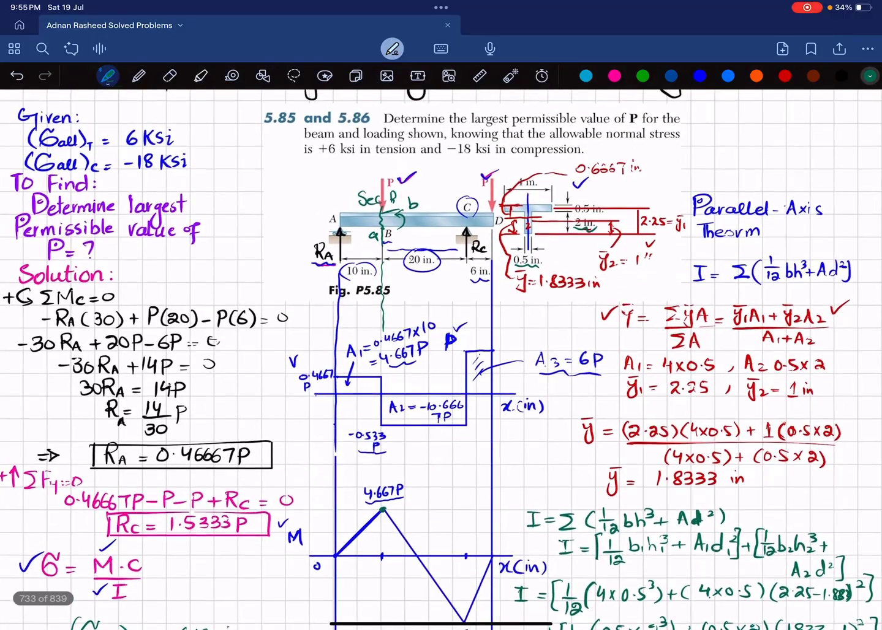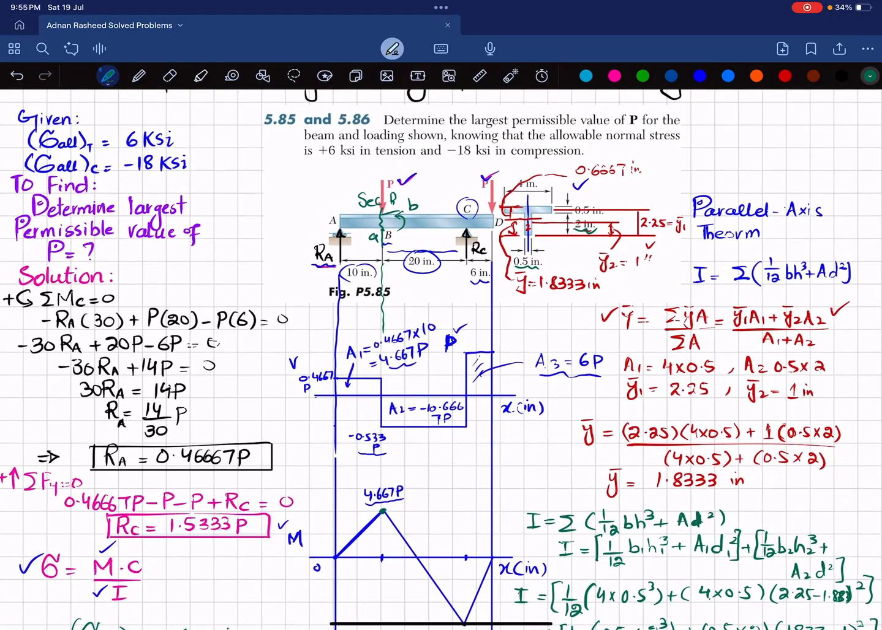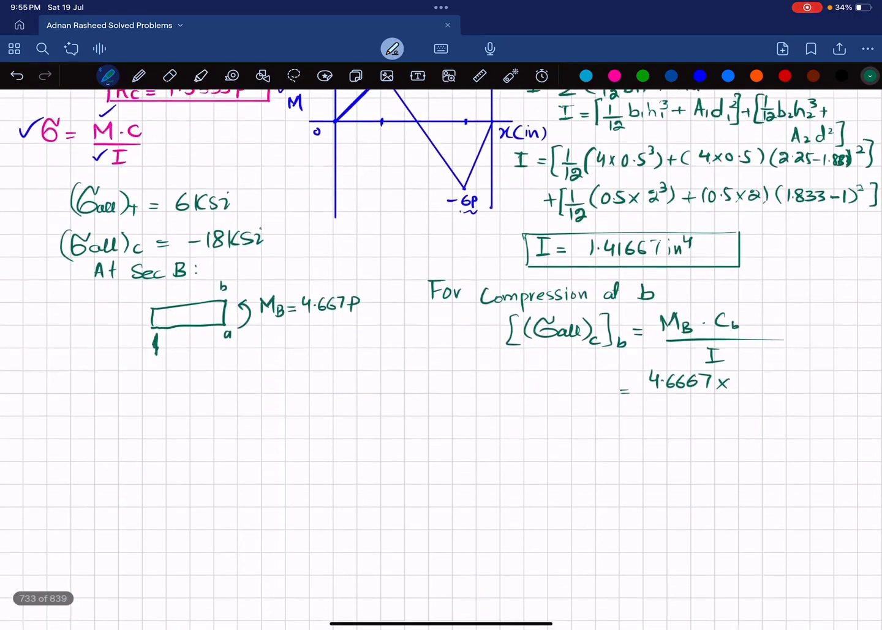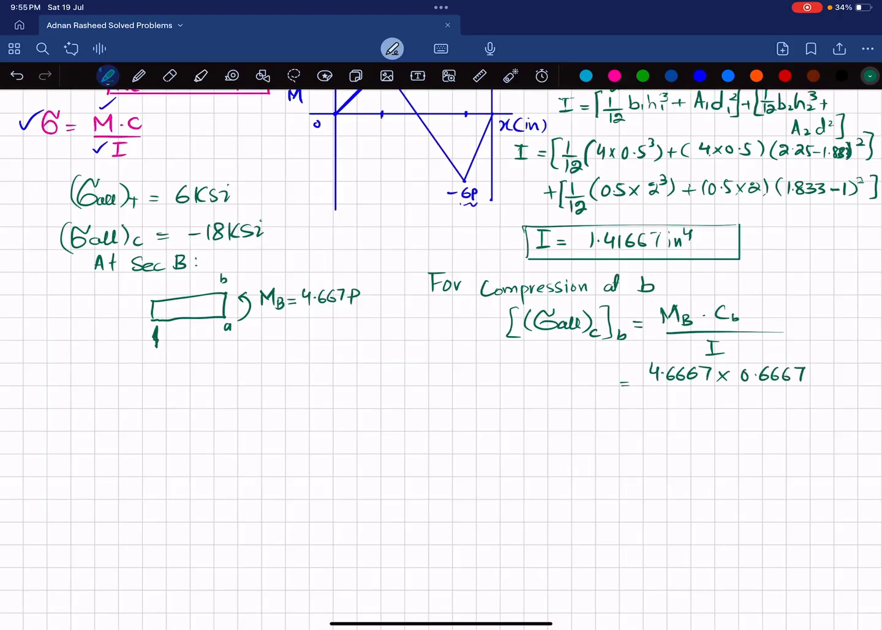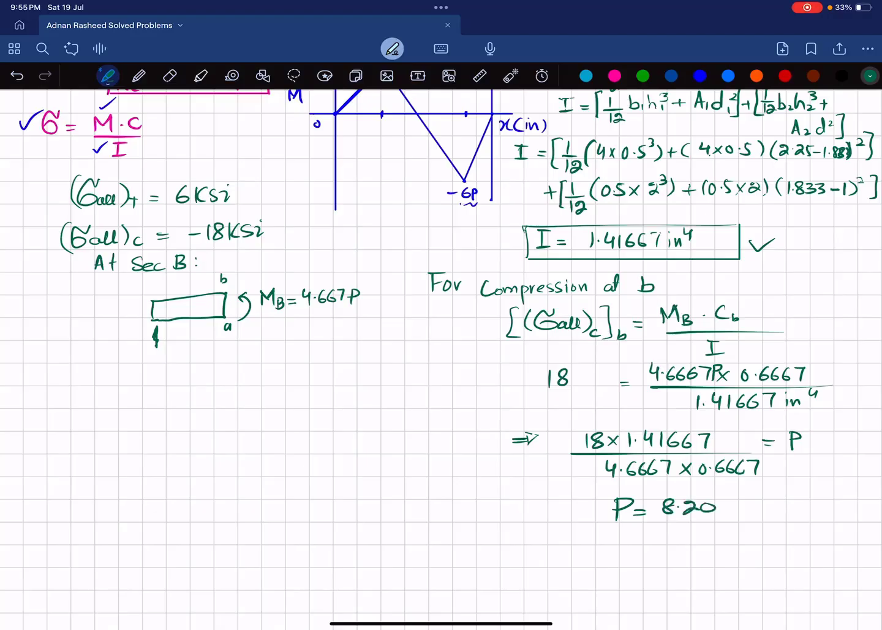So C is distance from neutral axis, CB, distance from neutral axis till top, and you can see this is the distance, 0.6667. And I we have calculated is 1.41667 inch^4. I forgot to put the P over here as well, and allowable stress is 18 ksi in compression. Clear? So what we will do is that you can get 18 multiplied by 1.41667 divided by 4.6667 multiplied by 0.6667 will be equal to P. And when you calculate this P, you will get 8.20 kips.